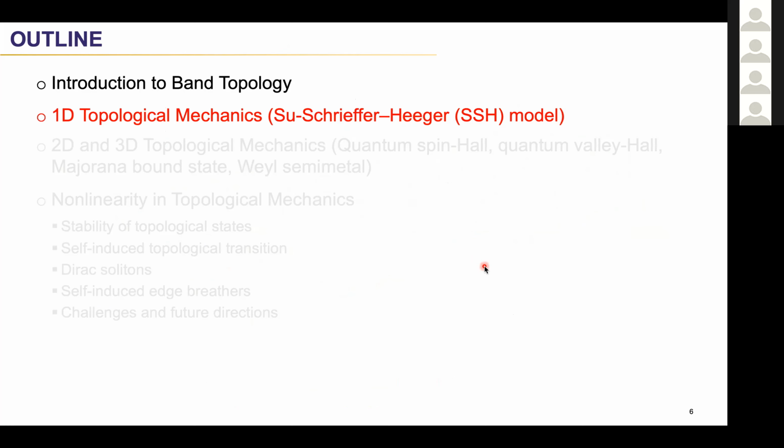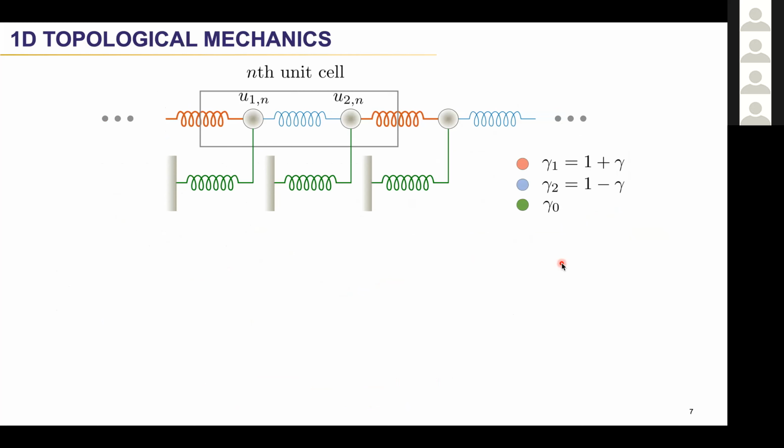So after this short introduction, let me discuss a simple example of 1D topological mechanics that is inspired by the so-called SSH model. Let's consider a chain of spring-mass system, which is a prototypical model to understand many physical phenomena. This is a periodic chain with two distinct interatomic springs with stiffness coefficients gamma 1 and gamma 2. For generality, we also assign on-site stiffness to each mass.